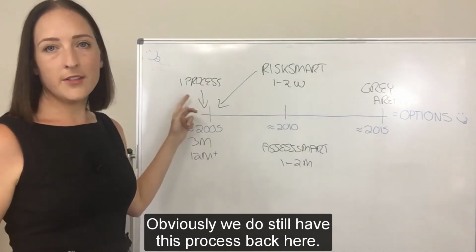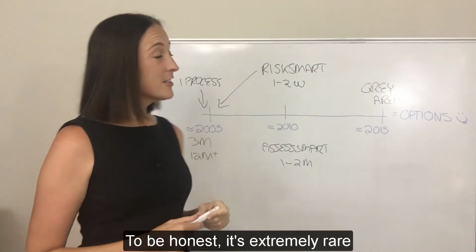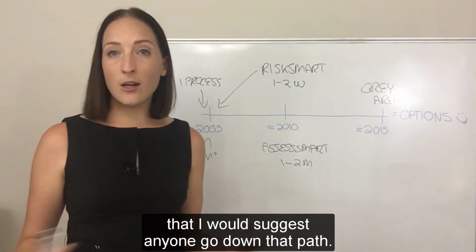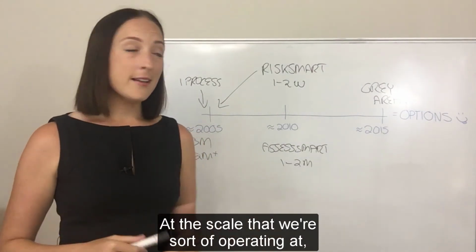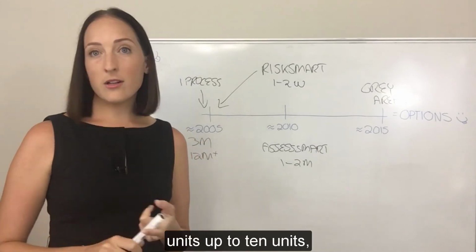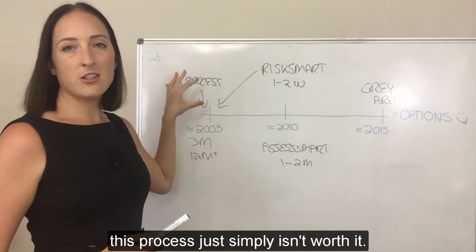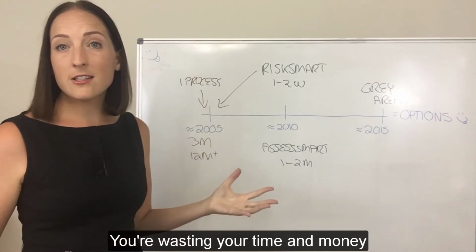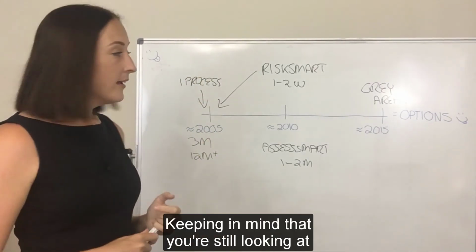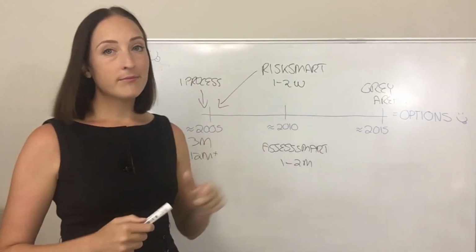Obviously, we do still have this process back here, the normal team process. To be honest, it's extremely rare that I would suggest anyone go down that path. At the scale that we're sort of operating at, so houses, house extensions, units up to 10 units and lots up to 10 lots in a subdivision, this process just simply isn't worth it. You're wasting your time and money even trying to go down there. Keeping in mind that you're still looking at up to 6 months for this process, even today.